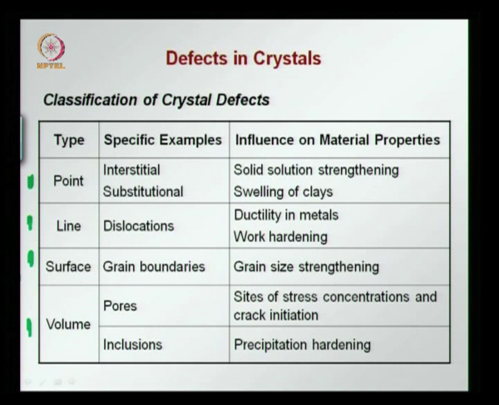So we find sometimes that when grain sizes are small, there is a strengthening because of the higher impedance to the dislocation movement. Finally, we have volume defects in crystals. Volume defects could be either pores, where there is an absence of material. This could give rise to stress concentrations, crack initiation at that point, and these defects propagating as cracks. We could also have inclusions, which can be considered as volume defects, and this also could increase the hardening effects called precipitation hardening in some materials.